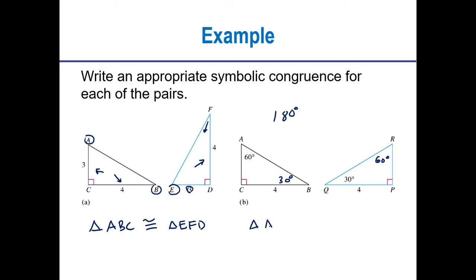Now triangle ABC is congruent to triangle. I have to start with one of the angles here. We'll start with 60 degrees, and that has to correspond to R because that has an angle that's equal to 60 degrees. So we say R, and then the next angle is angle B. That's 30 degrees, and that must correspond to Q. So it's triangle RQP, since P is 90 degrees and C is also 90 degrees. So triangle ABC is congruent to triangle RQP.